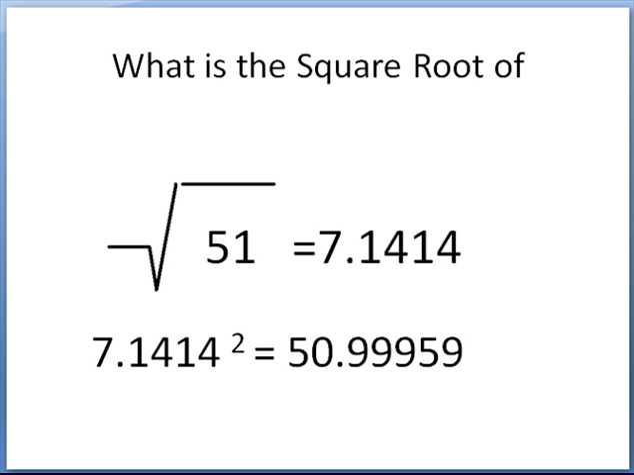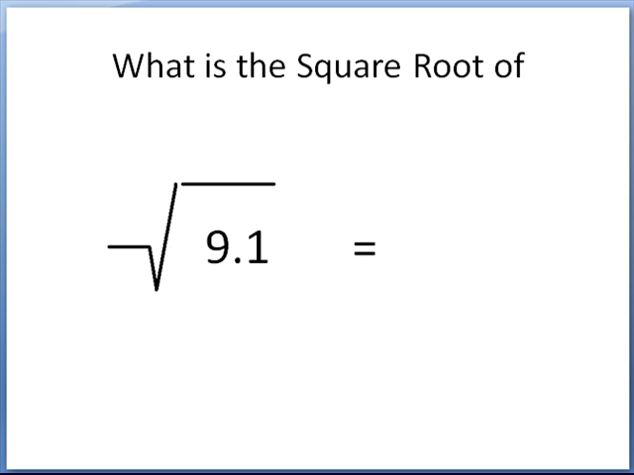If we were to multiply or square 7.1414, we come up with 50.99959. Not exactly 51, so the square root of 51 is an irrational number, and it can't be represented with just a decimal number, so we can only approximate it.